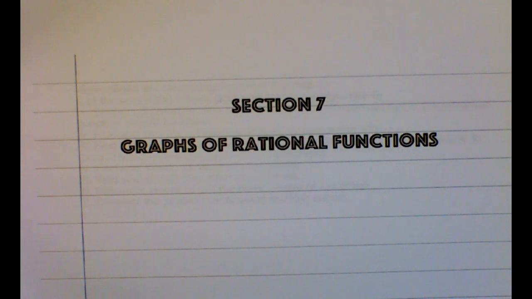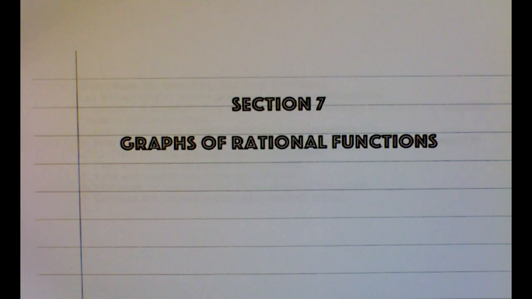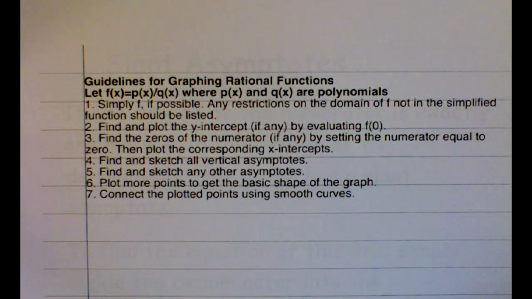All right, we're going to go straight into section 7, which is graphs of rational functions. In section 6, we talked about how to find horizontal and vertical asymptotes. Now we're going to take that and add it with everything else that we know. So, some guidelines for graphing rational functions.